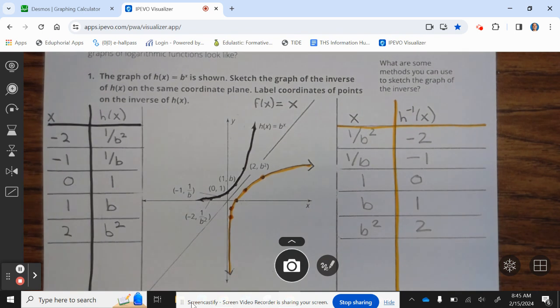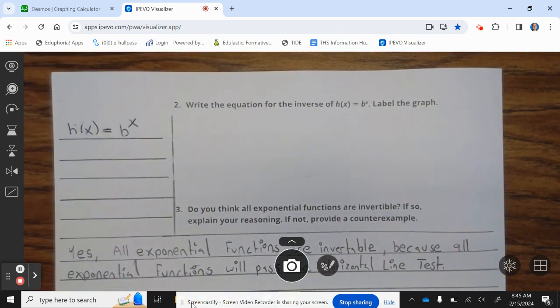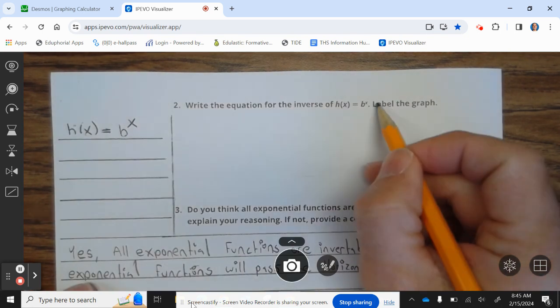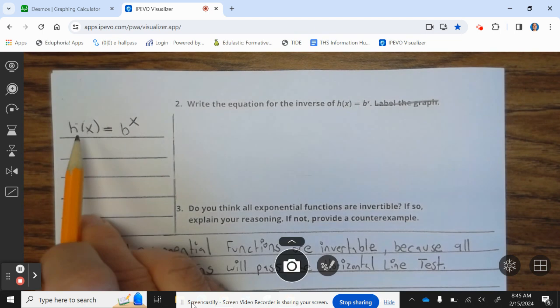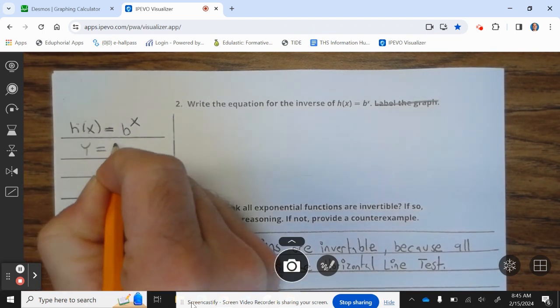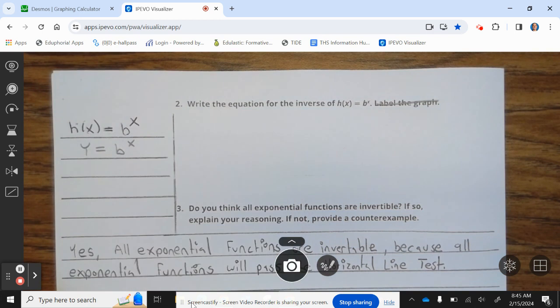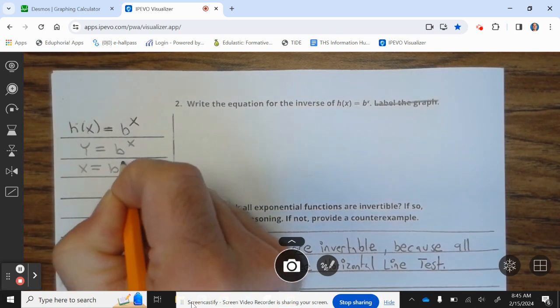Let's take a look at the next page. 2. Write the equation for the inverse of h of x equals b to the x. All right, so to do that, we have h of x equals b to the x. We first change h of x to y, so y equals b to the x. And then for the inverse, you switch x and y. So x equals b to the y.